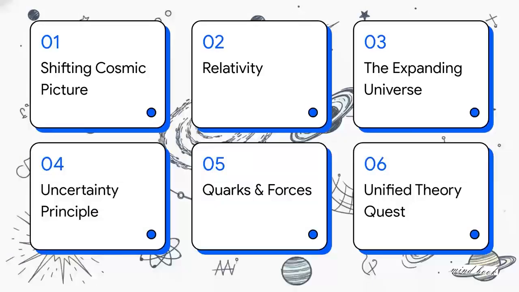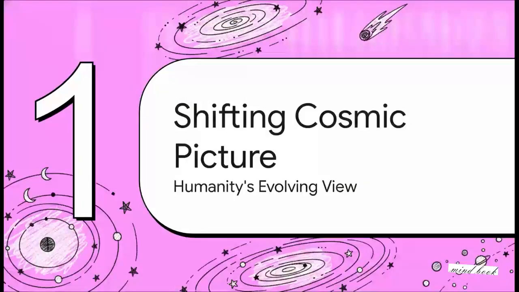Here's a quick roadmap for our journey today. First, our shifting cosmic picture. Then, relativistic space and time. Third, the expanding universe. Fourth, the uncertainty principle. Fifth, quarks and cosmic forces. And finally, number 6, the unified theory quest. We're going to zoom all the way out to the galaxies and then all the way down into the invisible quantum realm. All right, let's kick things off with Section 1, our shifting cosmic picture.